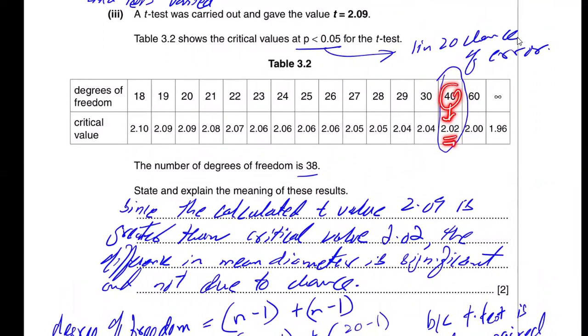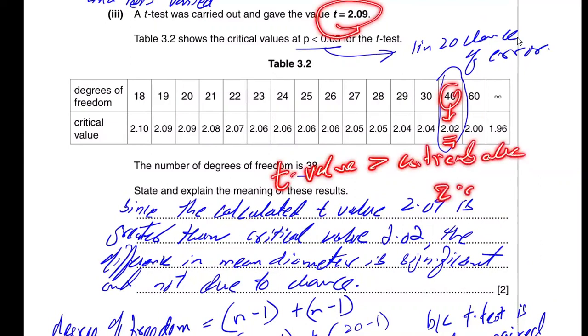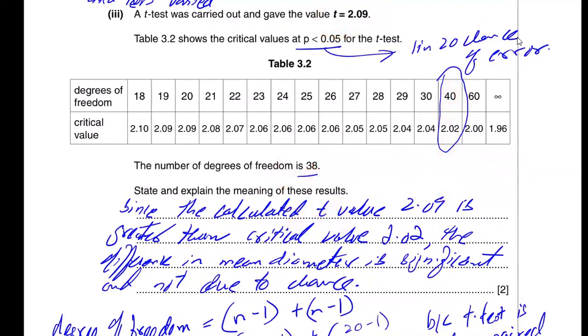Now, what does this mean? Your calculated value of t is 2.09, which means your t value is greater than the critical value. The critical value in this case being 2.02 and the t value being 2.09. So whenever the t value is greater than the critical value, it means that the difference in the mean is significant. It's not due to chance. So this is what you will state. Since the calculated t-value 2.09 is greater than the critical value 2.02, the difference in the mean diameter is significant and not due to chance. That's what you will be saying.